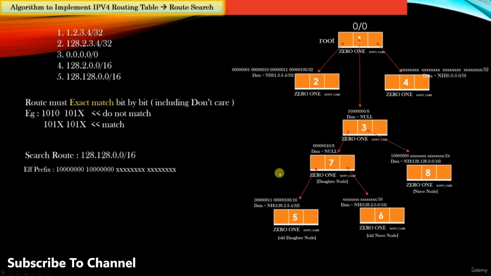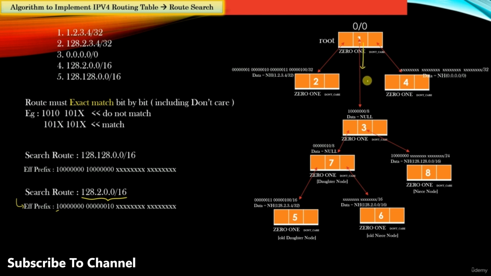Let us execute the route search algorithm for another example. So for example, let us suppose that I want to search this route in this M-try data structure. So again, convert this route into its effective prefix. Now start your search from the root node again. Since the first bit of this effective prefix is 1, I will take a path along the 1th child of the root node and I will land at node number 3. The prefix length of node number 3 is 8, so I am going to match 8 bits of the route that is being searched with the 8 bits of the effective prefix of node 3, and they exactly match. So I will continue my search down the tree.